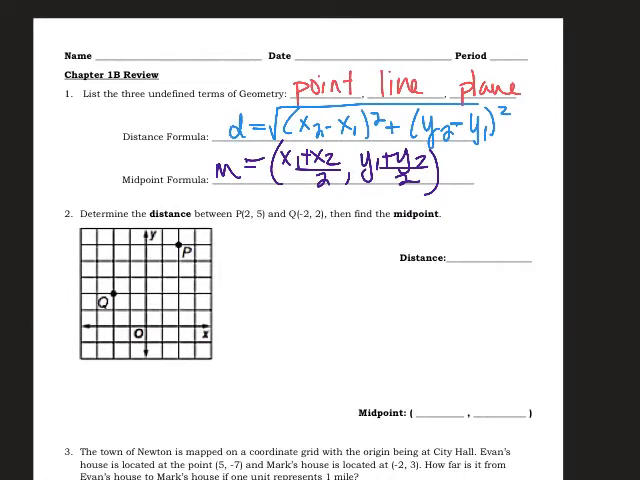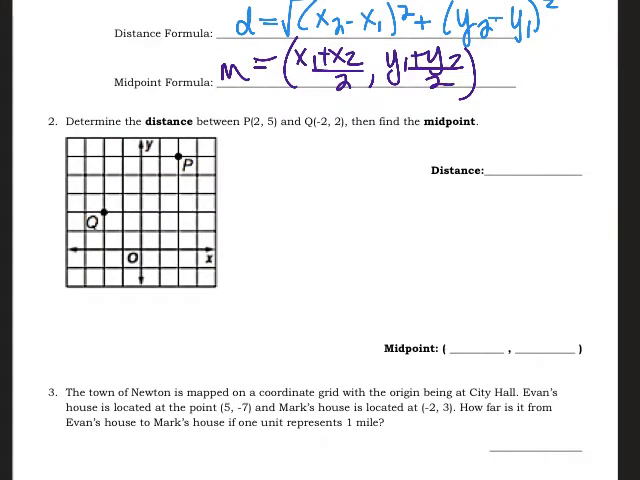All right, so let's look at number 2. Number 2 reads, determine the distance between these 2 points, then find the midpoint. So what was another way we were able to find the distance between 2 points? Does anyone remember? Okay, then we could do the triangle. Good. They may not give you a graph, so I am going to do the formula with you guys.